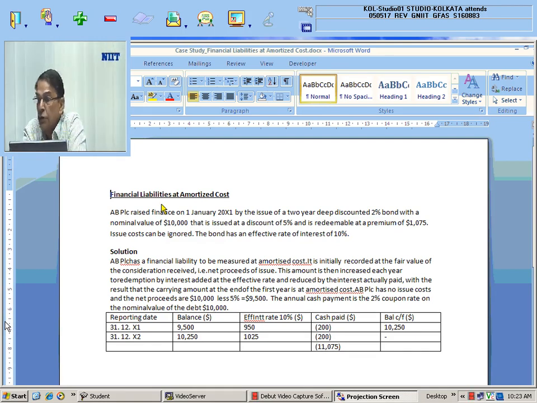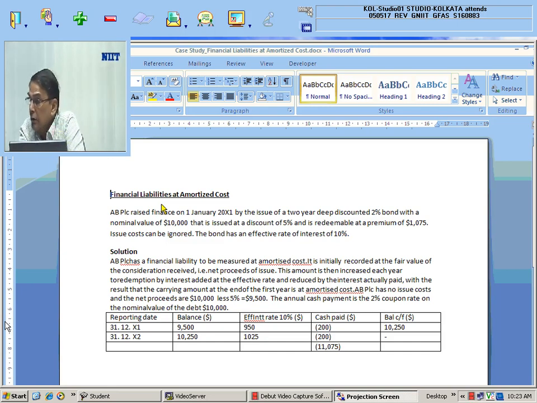The bonds are issued at a discount of 5%. So actual issue proceeds from the bond is 10,000 minus 5%, that is 9,500. So the issue price of the bond is 9,500. It has been issued at a 5% discount. The annual cash payment is the 2% coupon rate on the nominal value of the debt, that is 10,000. On 10,000, 2% is 200.